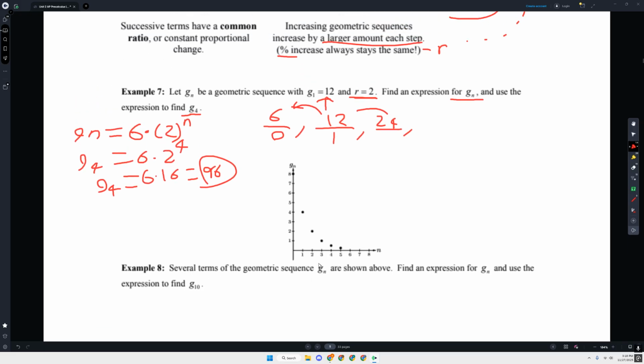Several terms of this equation are shown. If you can't see this, this starts at 8. So you're finding an expression for g of n and using it to find g of 10. I'll give until 3:20-ish. By the way, these are all questions from Brian Passwater, so credits to Brian Passwater for most of these questions.